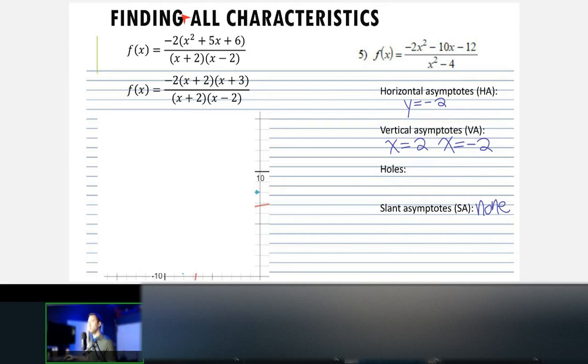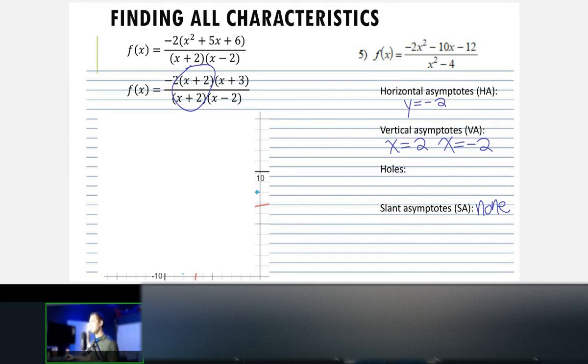For the hole, what you're going to do is look for the common factors. If you see, we have x plus 2 on top and x plus 2 on the bottom, right? Those are the common factors our numerator and our denominator share. So mathematically, they can cancel out. Would you agree? If you factor, they could cancel out, right? That'd be okay. And because they cancel out, they don't make an asymptote. They make a hole in the graph.